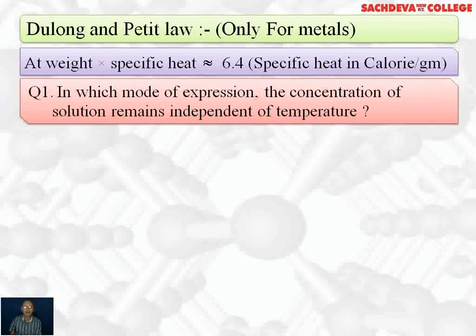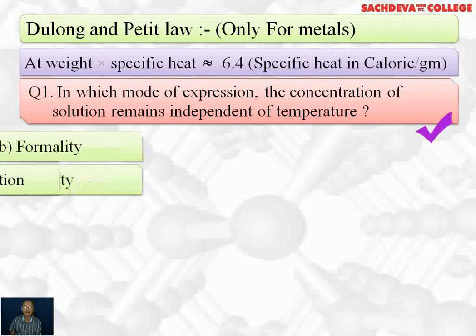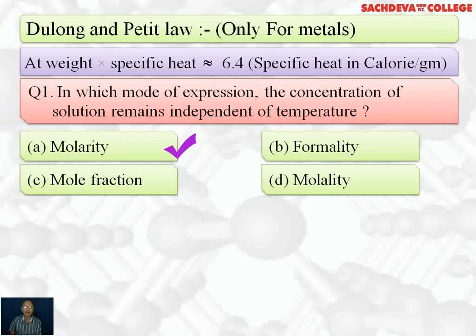The first question: in which mode of expression does the concentration of solution remain independent of temperature? The options are molarity, formality, mole fraction and molality. Molarity is the number of moles of solute dissolved per liter of solution. Formality is the formula mass of the compound, in case of an ionic compound, dissolved per liter of solution. Mole fraction is the ratio of the number of moles of solute to the total number of moles of solute plus solvent. Molality is the number of moles of solute dissolved per kilogram of solvent.